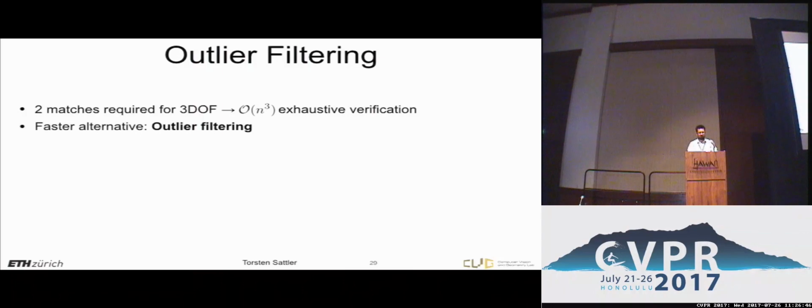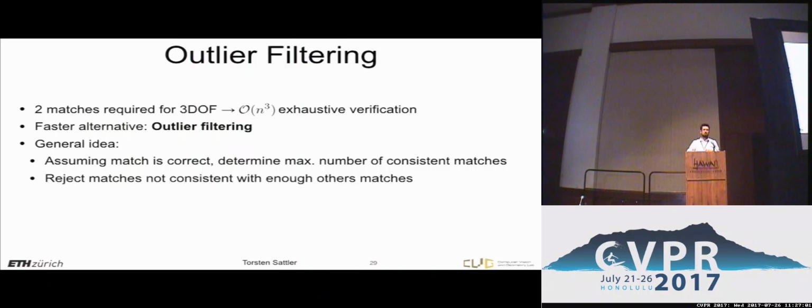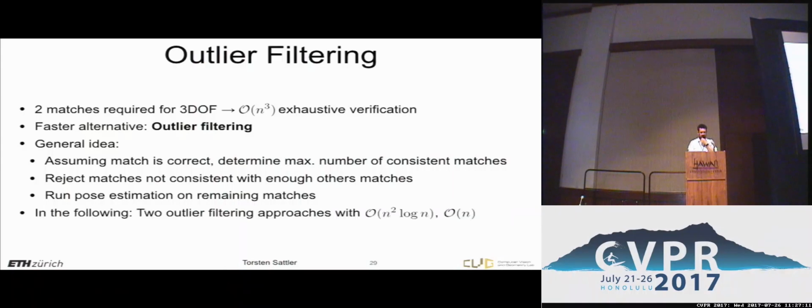A fast alternative is actually doing outlier filtering, where the idea is that assuming one match is correct, you try to figure out how many other matches can be correct if this one is, and then reject the match if it's not consistent with enough data. Afterwards you would do post-estimation on everything that's not marked as an outlier. I'll talk about 2 outlier filtering approaches based on the same idea. They have runtime n squared log n and linear runtime in the number of matches.